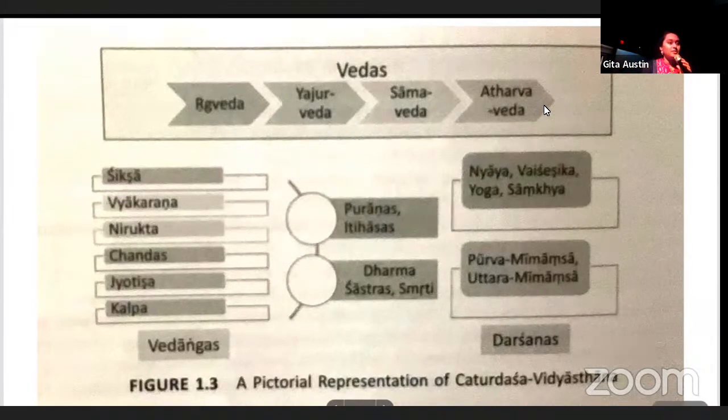Now, where do you see Ayurveda in this? You don't see it, right? You are looking for it. But Ayurveda actually comes as an Upaveda of Atharva Veda. So all the teachings of Ayurveda are in accordance to Atharva Veda.